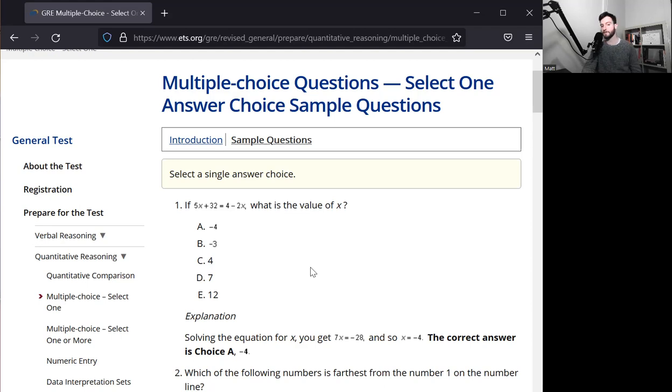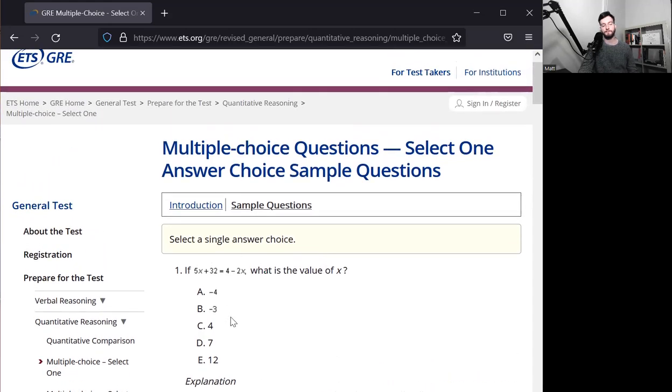So, all right, let's do the first one. It's algebra. It says 5x plus 32 equals 4 minus 2x. How do you solve for x? Well, you want to isolate x. In all algebra problems, you want to isolate the variable. So let's try to get the variable on one side. I like to get rid of the negatives first, so I'm going to add 2x to both sides. That would give us 7x plus 32 equals 4.